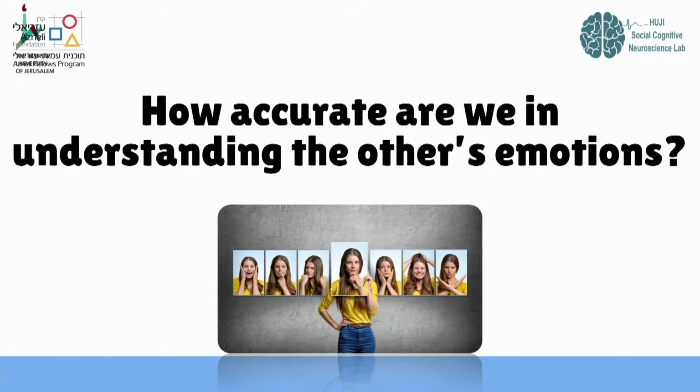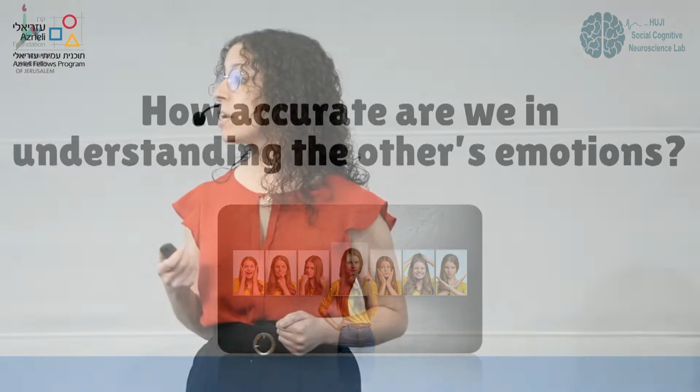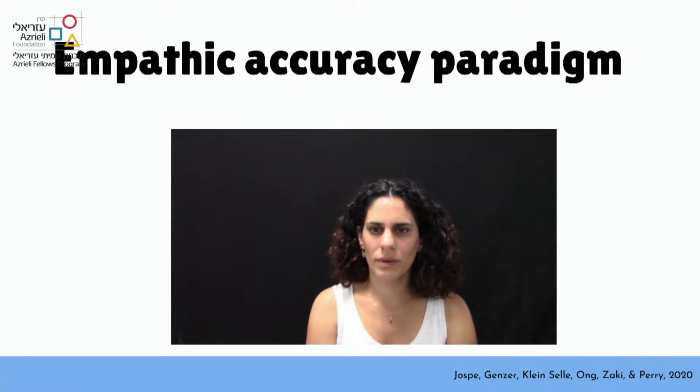To answer those questions, we need a tool that measures how accurately we understand other people's emotions. To this end, we developed the Hebrew version of the empathic accuracy paradigm. As a first step, we invited participants to the lab. We asked them to share with us real autobiographical emotional stories from their life.